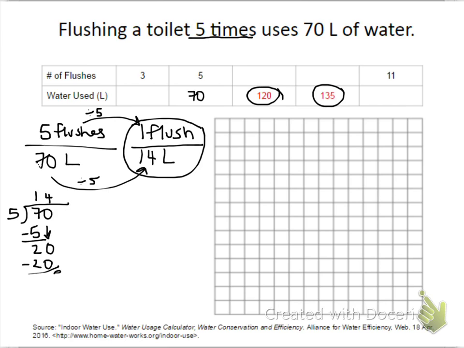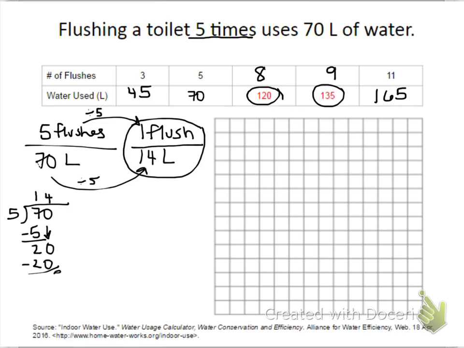Now that you've filled in your table, you should be all completely filled in. It should look like this. 3 flushes uses 45 liters of water. 120 liters of water would be used in 8 flushes. 135 liters of water would be used in 9 flushes, and if you flush the toilet 11 times, it uses 165 liters of water.